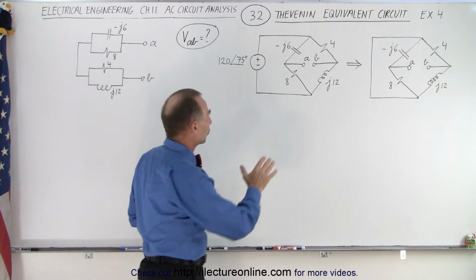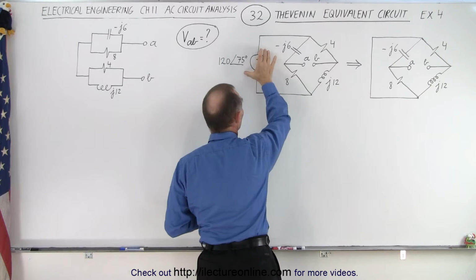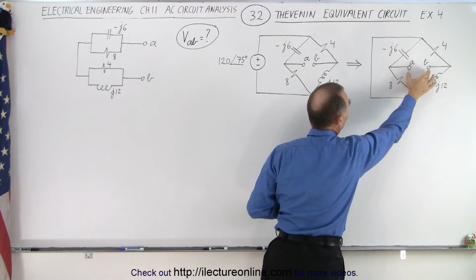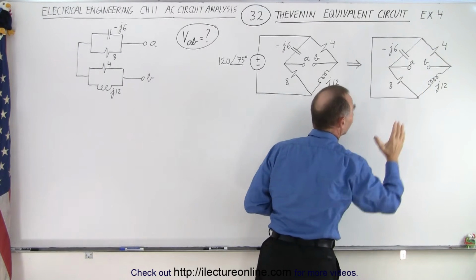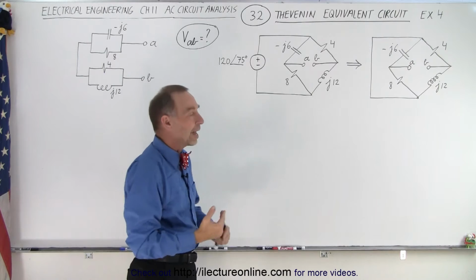What's interesting about this problem is the layout of the problem. When we start drawing the first circuit with the source removed, in this case, since it's the voltage source, it becomes a short circuit. Now we're going to find the Thevenin impedance between A and B like this. But the way the circuit is drawn, it makes it difficult to see how to do that.